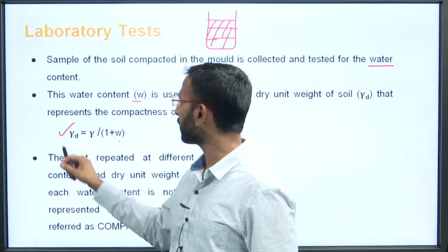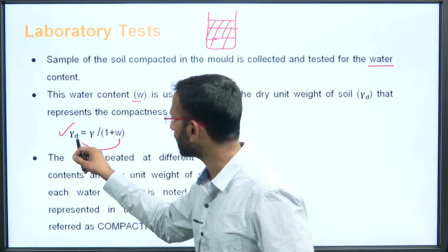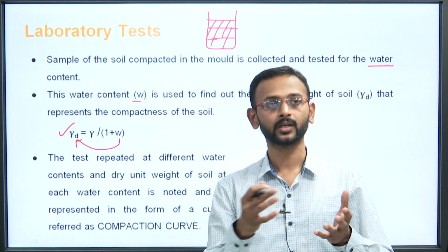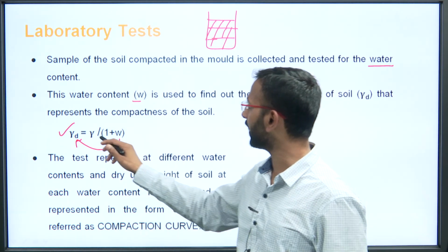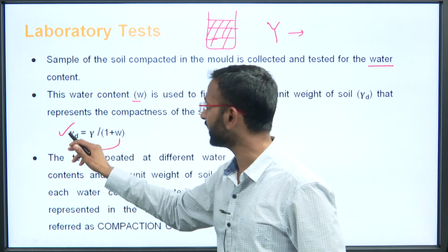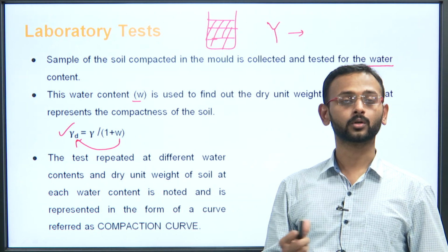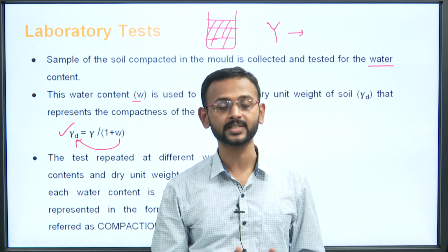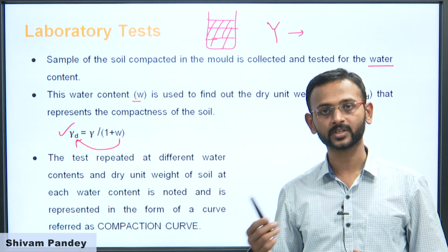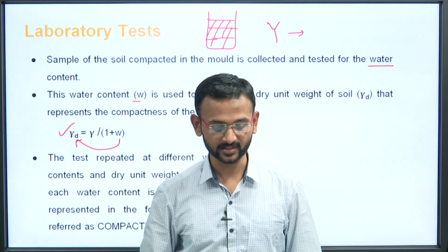So why do you need to find the gamma d value? Because the water content will help in finding gamma d, and gamma can change. For example, if there is rain, the value of the bulk unit weight will change to some other value, but the dry density of the soil will always remain the same. So the test will be repeated at different water contents, and the dry unit weight of the soil at each water content will be noted and represented in the form of a curve, that is the compaction curve, which we will be referring to in the next class. Thank you.